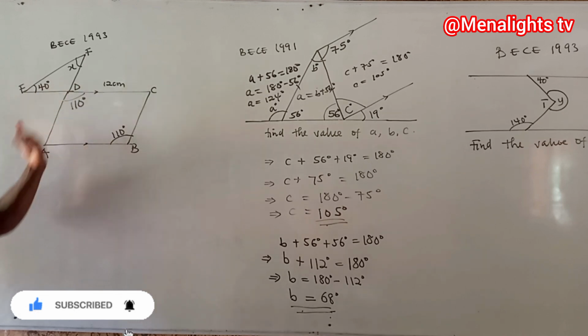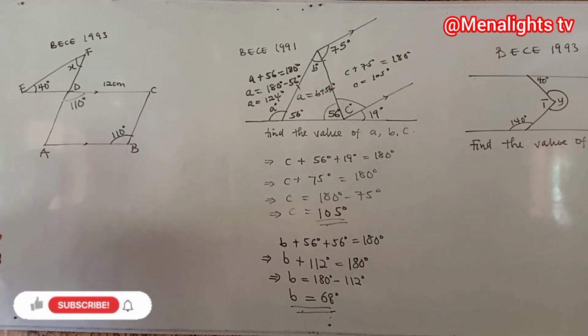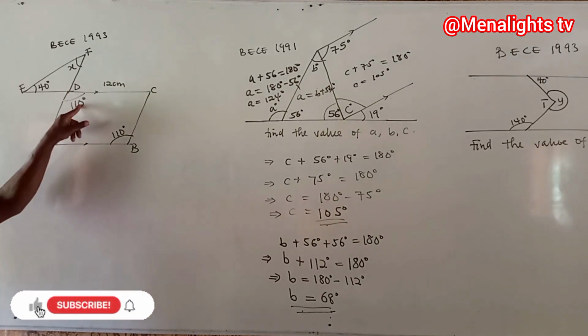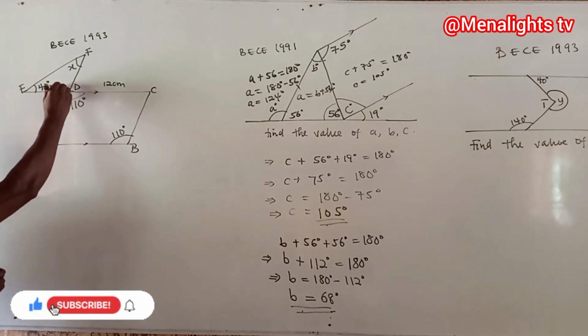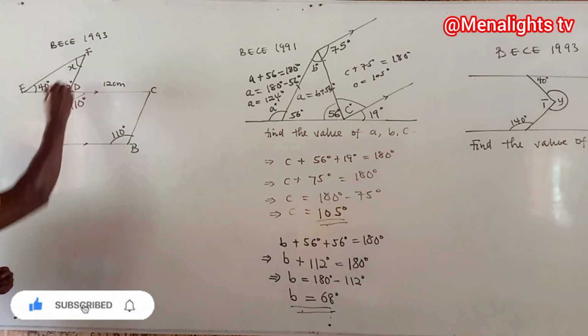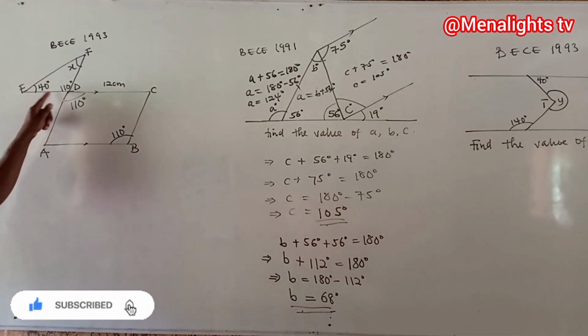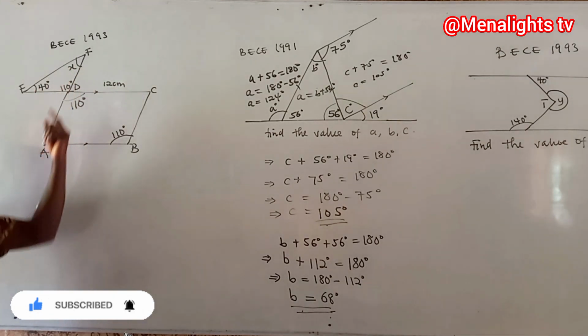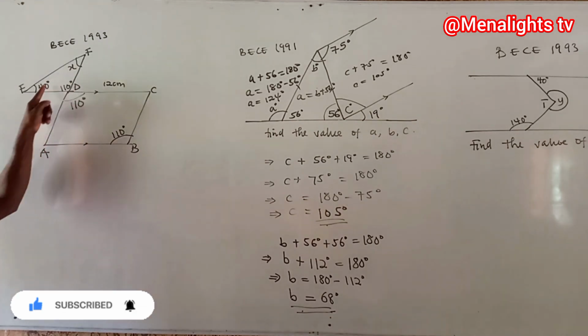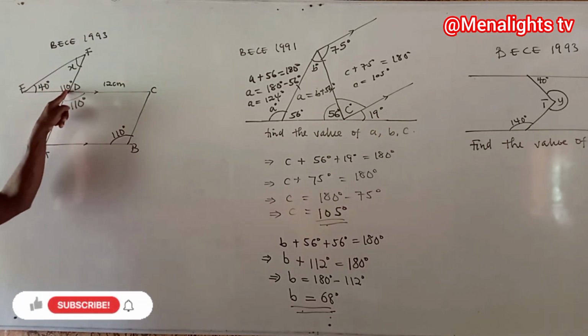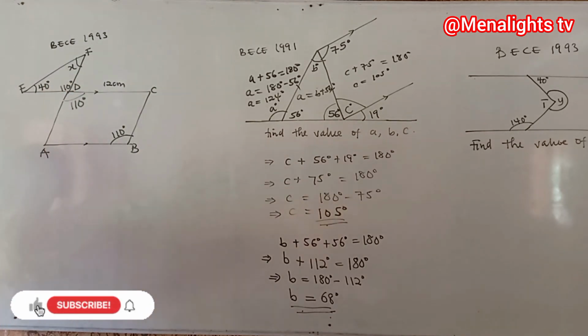So we know that the angles that are formed here, we call them vertically opposite angles. And vertically opposite angles are the same, which means the angle here is also 110 degrees. So for us to find the value of x, we know that x plus 40 plus 110 will give you what? 180 degrees, because they are the sum of angles in a triangle.